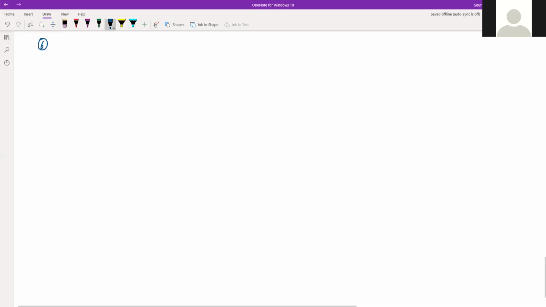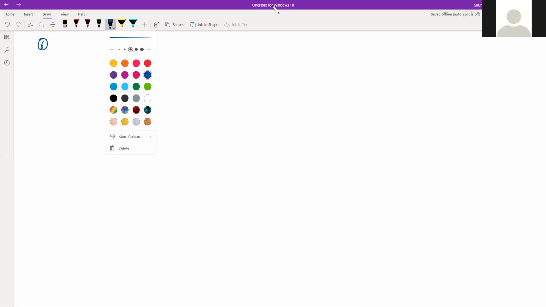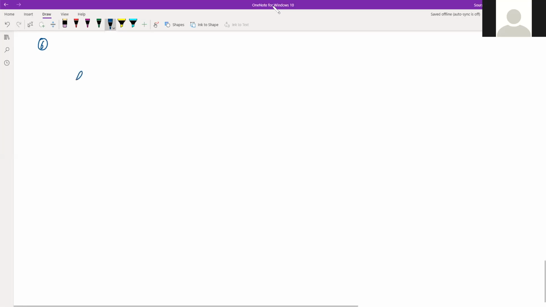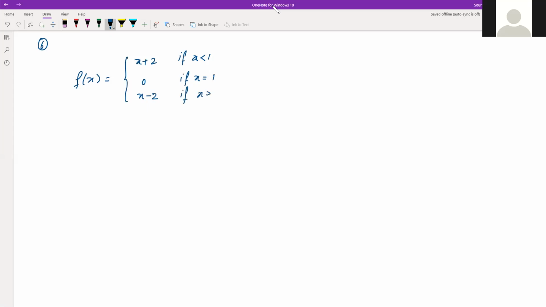Okay, let's move to the next question, where the function f of x is given by x plus 2 if x is less than 1, 0 if x is equal to 1, and x minus 2 if x is greater than 1.